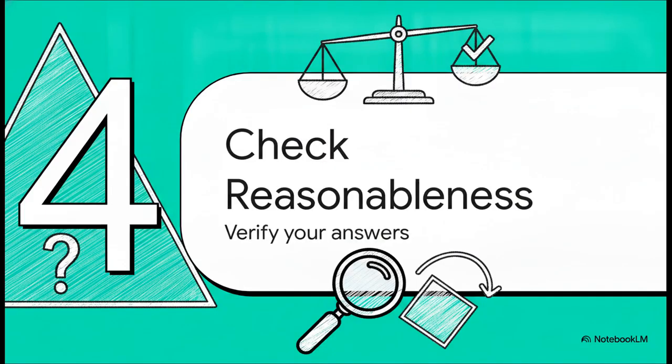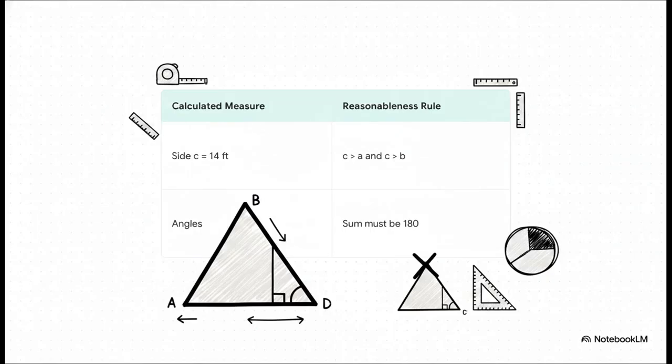Section 4, checking for reasonableness. Because getting a number is one thing, but making sure it makes sense is another. So we have all our missing numbers, but our job isn't quite finished. Just getting a number on your calculator screen isn't enough. We have to verify if our answers actually make logical sense in the real world. Take a look at the calculated measures on the left here and compare them to our reasonableness rules on the right. First things first, always check your units.